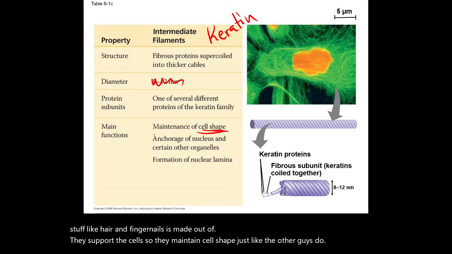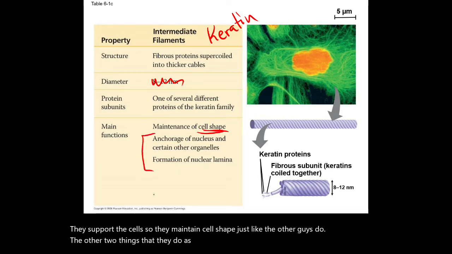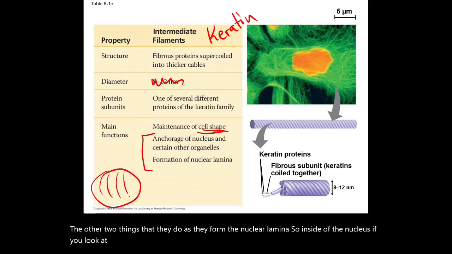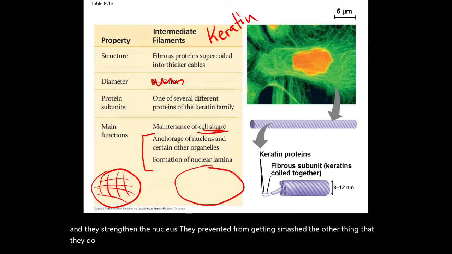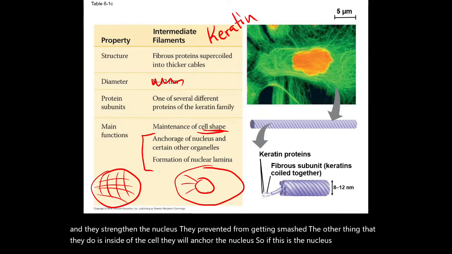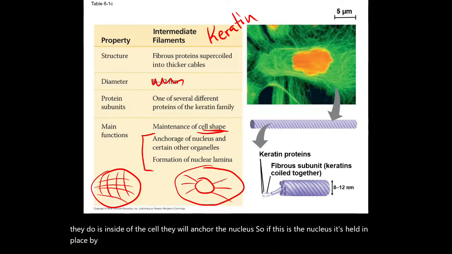The other two things that they do is they form the nuclear lamina. So inside of the nucleus, if you look at the inside wall, there's this sort of lattice of fibers. Those are intermediate filaments, and they strengthen the nucleus. They prevent it from getting smushed. The other thing that they do is inside of the cell, they will anchor the nucleus. So if this is the nucleus, it's held in place by these intermediate filaments.